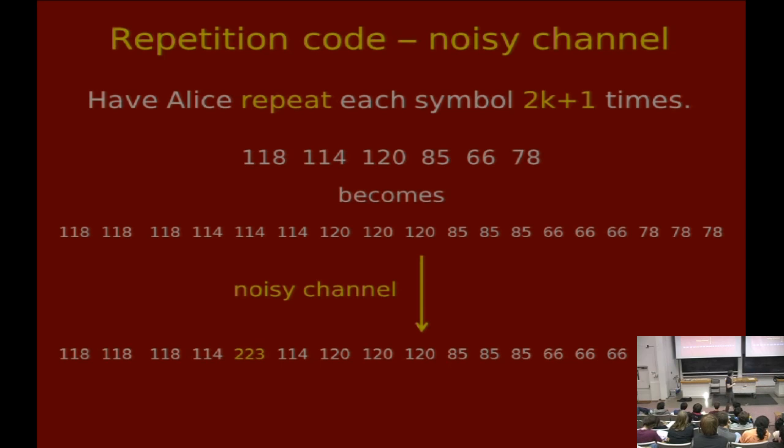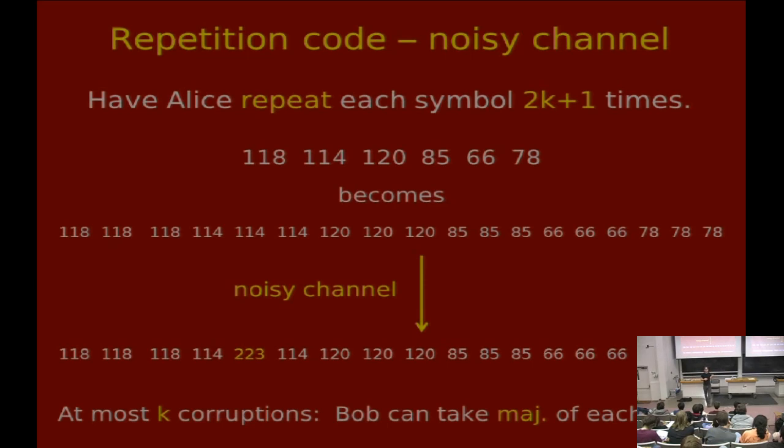Yeah, even in the worst case, each block you have 2k plus 1 copies. Even if the channel screws up k of them, if Bob just takes the majority symbol in each block, then he'll get the message. Okay? So far, so good, I guess. But this is not, as it turns out, an efficient scheme. It's not the greatest idea.